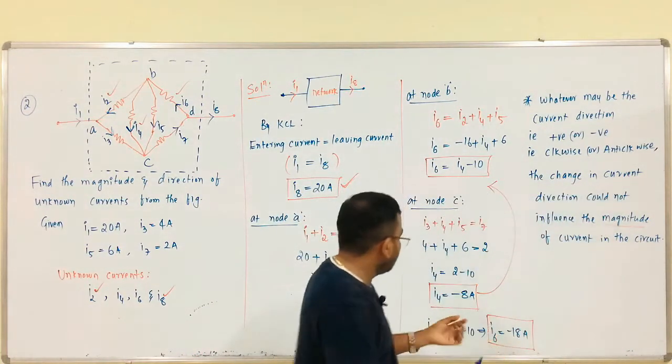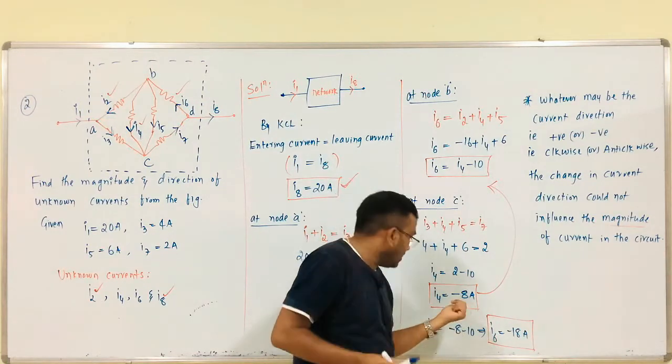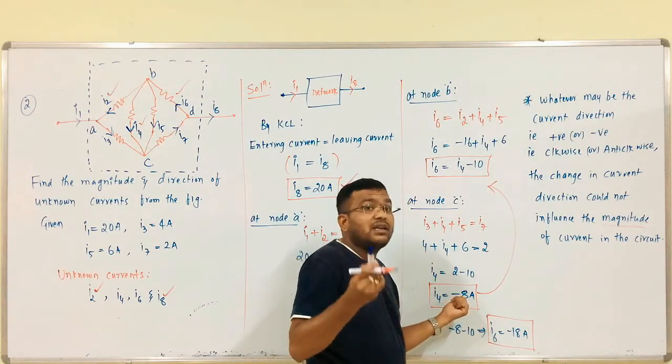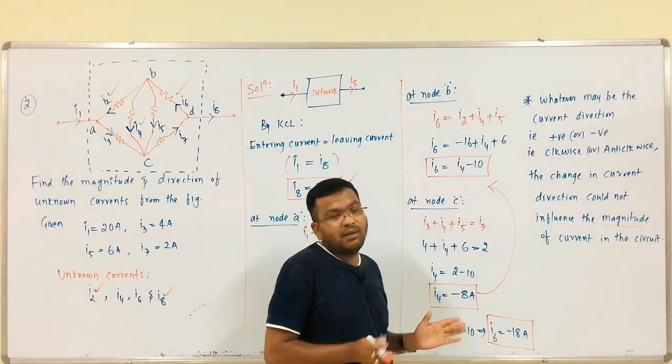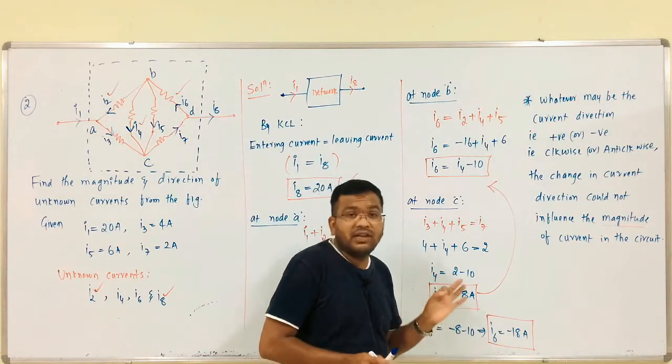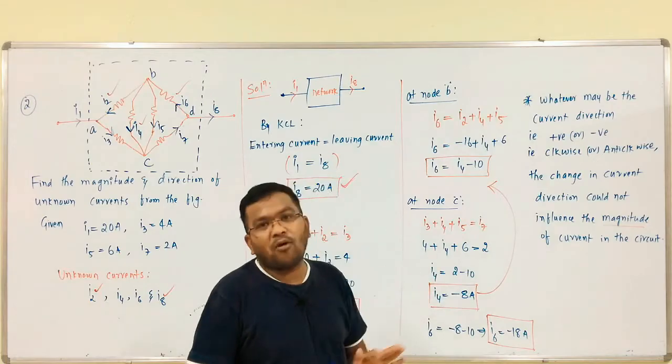See, the magnitude is nothing but I times only, but this minus sign represents what? That is the direction of currents, that is it, but the magnitude is the same. This is a very important observation from this problem.